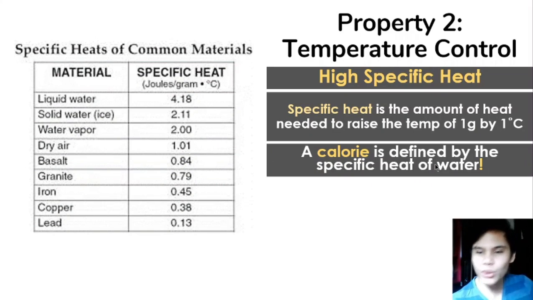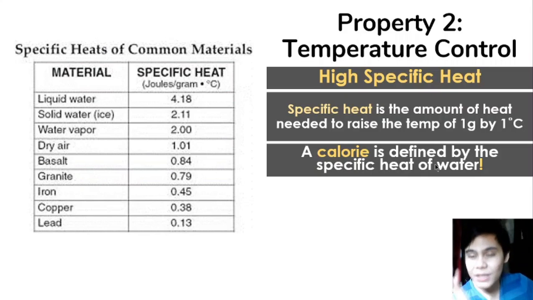Next, property number 2 is the temperature control of water. Water has certain characteristics that let it control temperature. So it has high specific heat. Specific heat, in your chemistry, I remember you guys have calorimetry stuff, is the amount of heat needed to raise the temperature of 1 gram of your substance by 1 degree Celsius. So a calorie is actually defined by the specific heat of water.